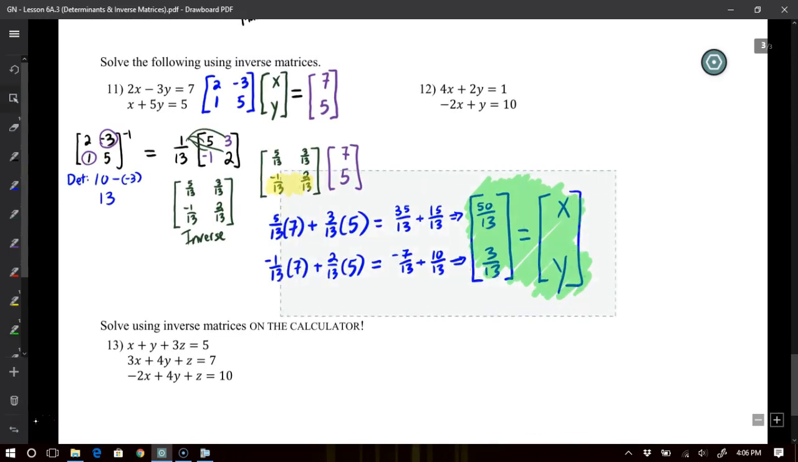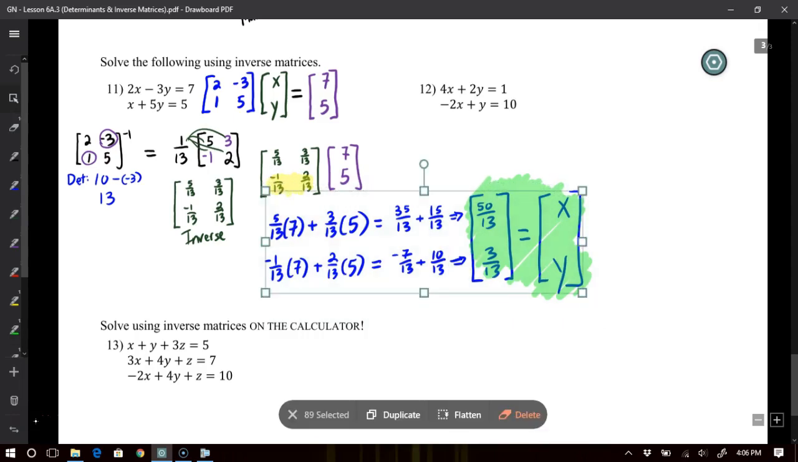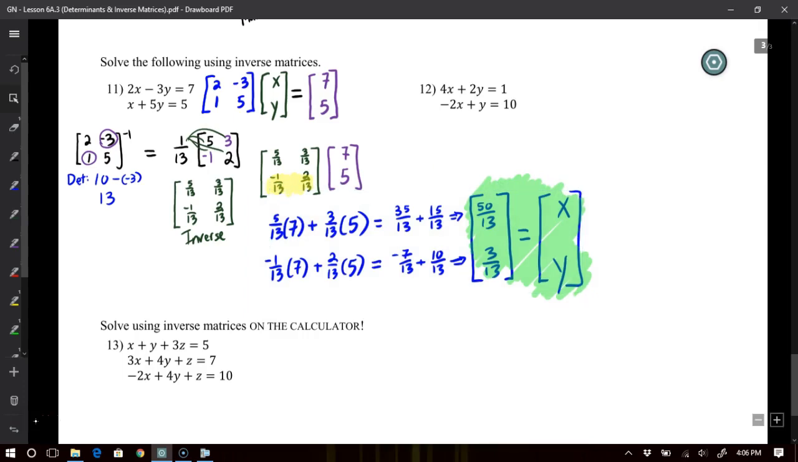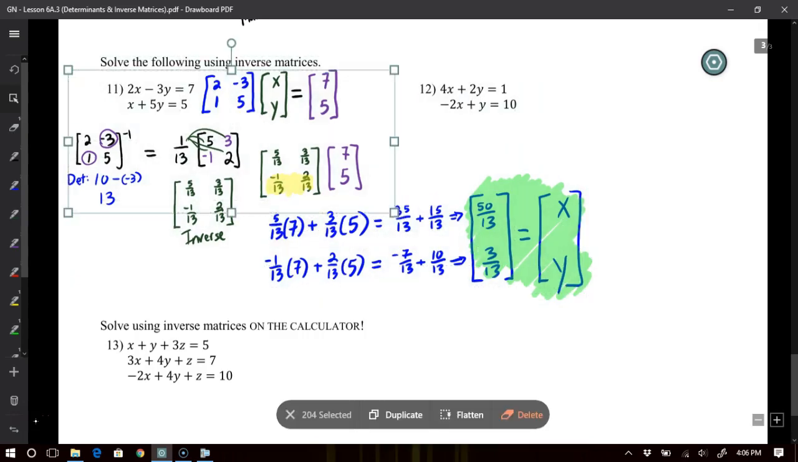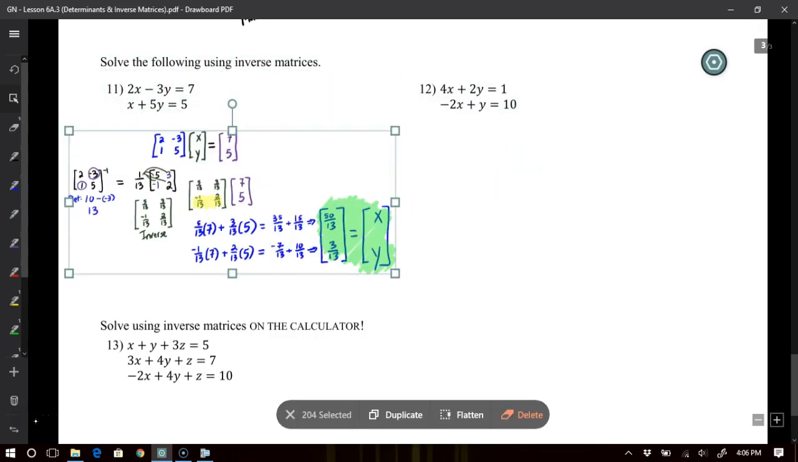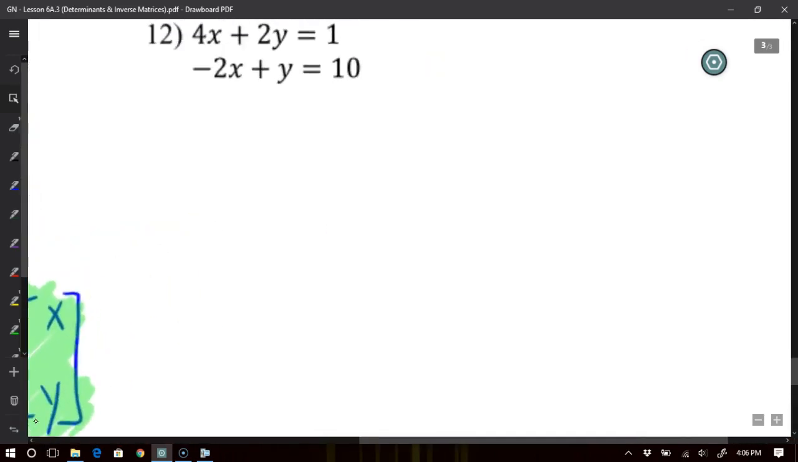Same setup every single time. We're going to take our coefficient matrix, set it up with our variable matrix equal to our answer matrix, find the inverse, and then multiply those together. So now we'll do one last one by hand. That's not bad, and we'll set it up.